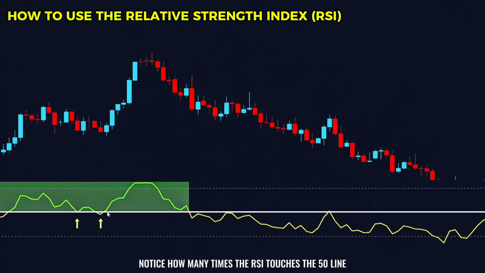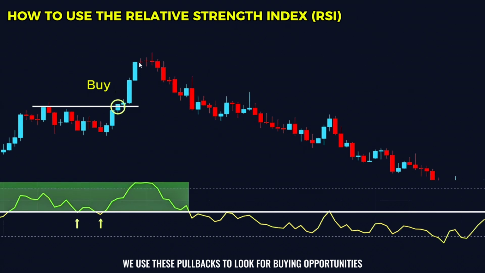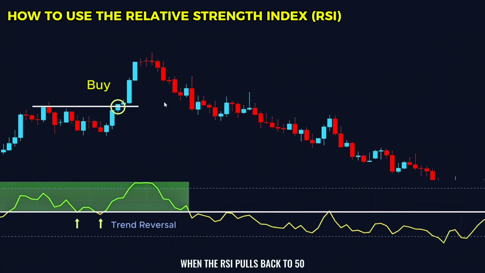Notice how many times the RSI touches the 50 line but never breaks below it. It touches the line, then it bounces. It touches it again, then it bounces again. We use these pullbacks to look for buying opportunities. When the RSI pulls back to 50 but doesn't break below it, it tells us that the market is still strong. The bullish momentum is still there. The price has a good chance of continuing higher.